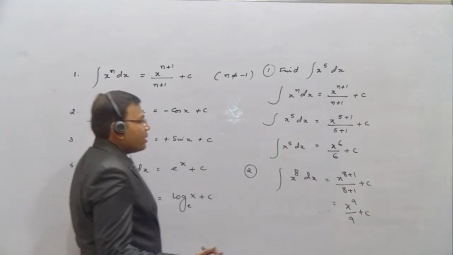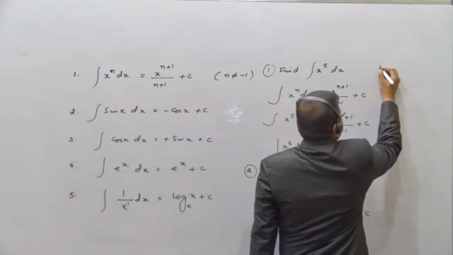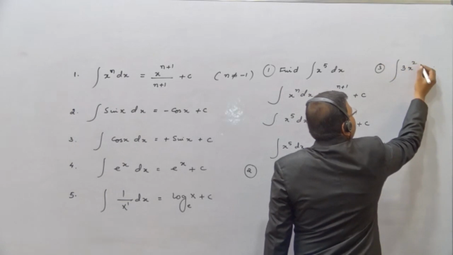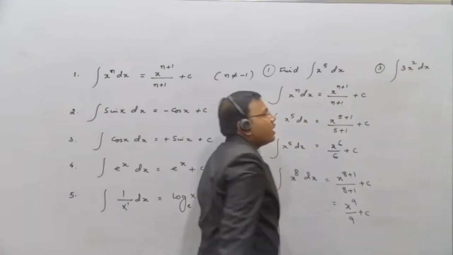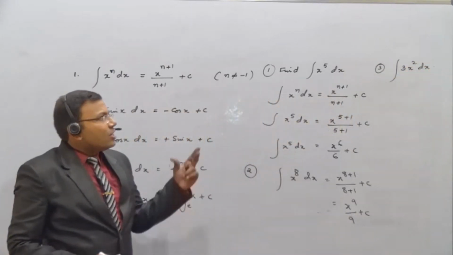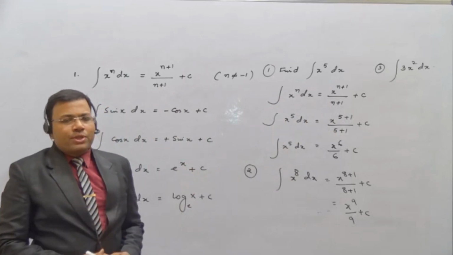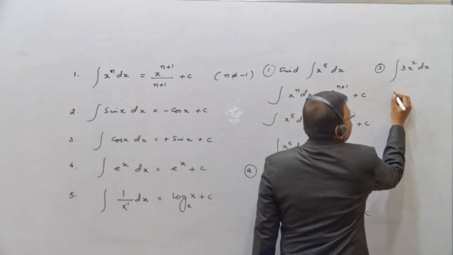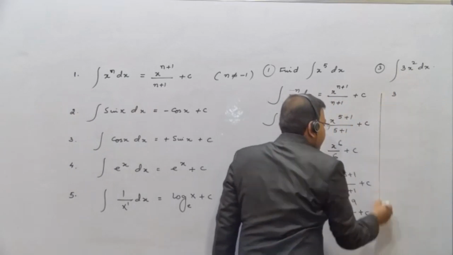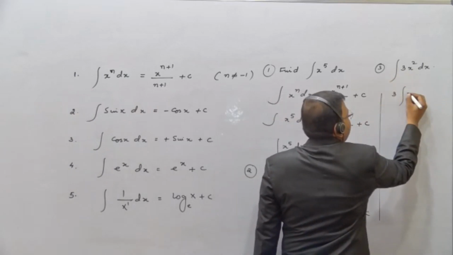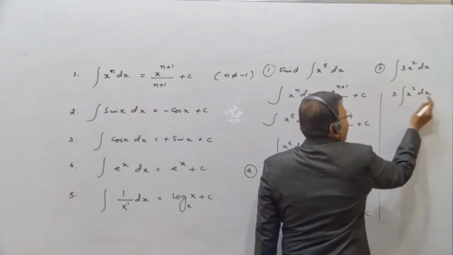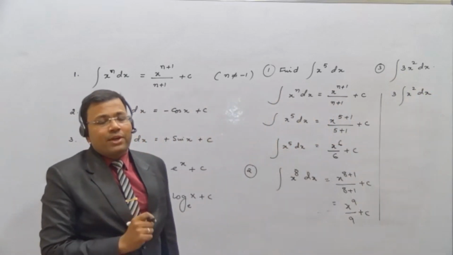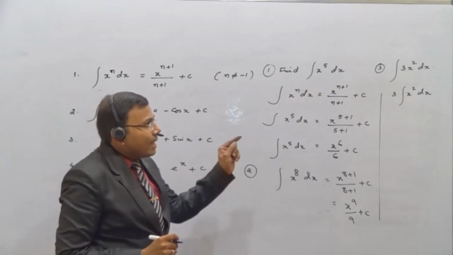Next, let us go with the third one. Integration of 3x square dx. Integration of 3x square. 3 is a constant. It is an attached constant. Just you separate it. So what is the answer for this? 3 outside, then integration of x square dx. Now what is this 2? 2 is indicating the value of n. So n is equal to 2.